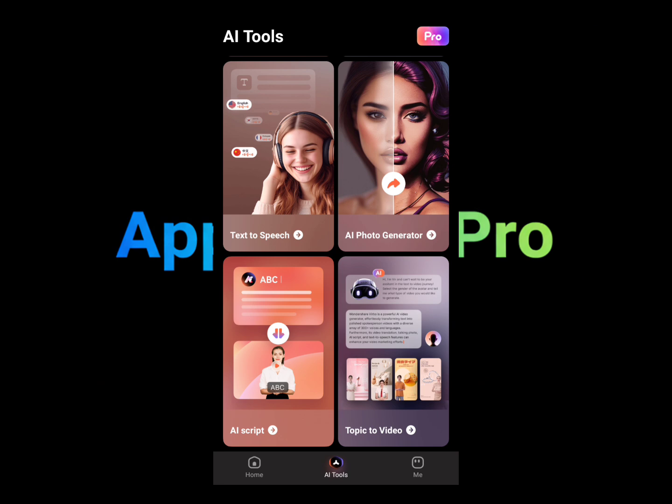Also, you got the topic to video, which is very different. But you just giving the AI a topic to speak on, it will generate a random video based on that topic. So a bit different, I would say. And you have the AI photo generator, which you can use as well. So that's pretty much it for that there.